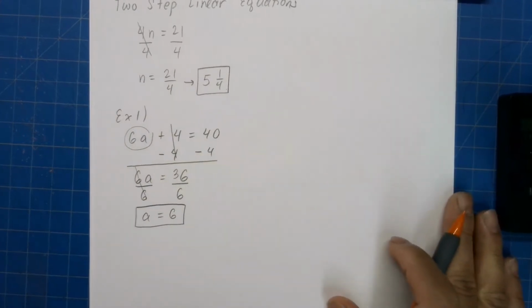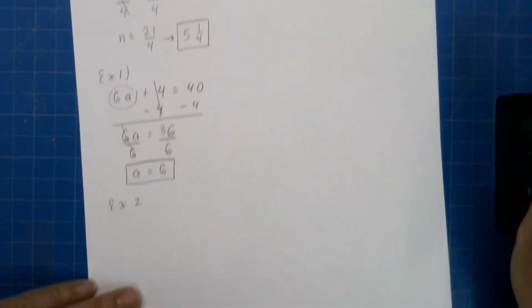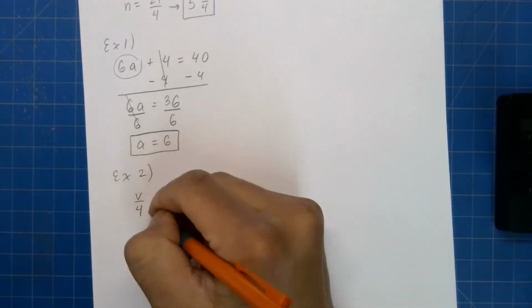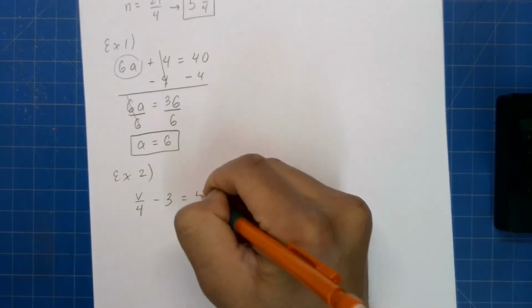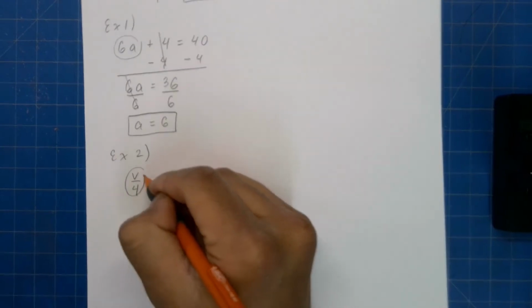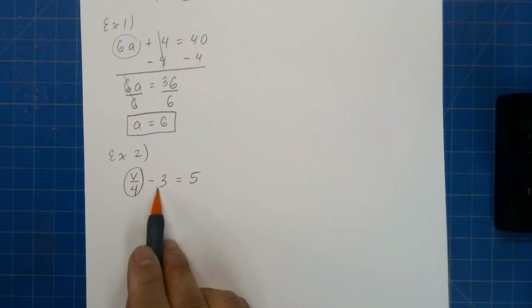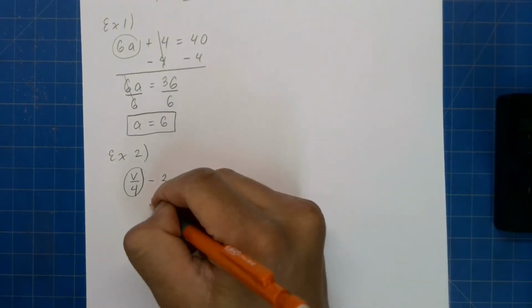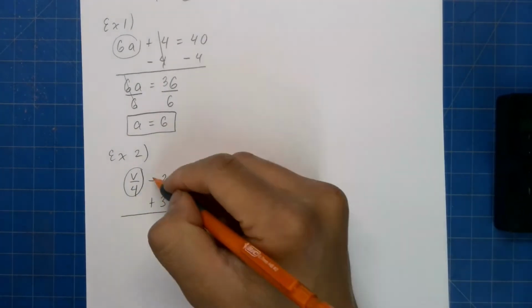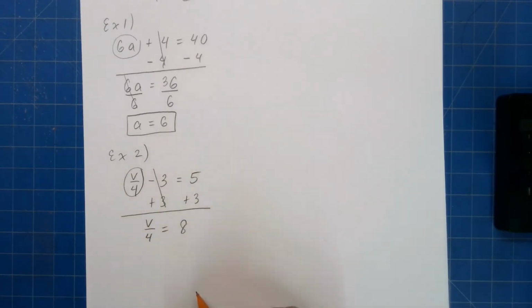Okay? For our next example, example number 2, we can look here and see that we have v over 4 minus 3 equals 5. Now again, our variable that we're trying to solve for is v, and it's with this 4 right here. To isolate this variable, we want to get rid of that minus 3 first, so we need to add 3 on the left, add 3 on the right. That 3 and 3 cancel, and what we're left over with is v over 4 equals 8.